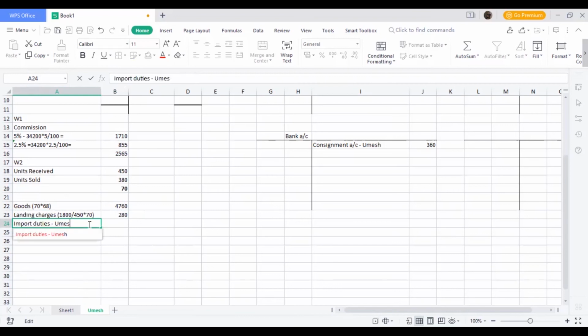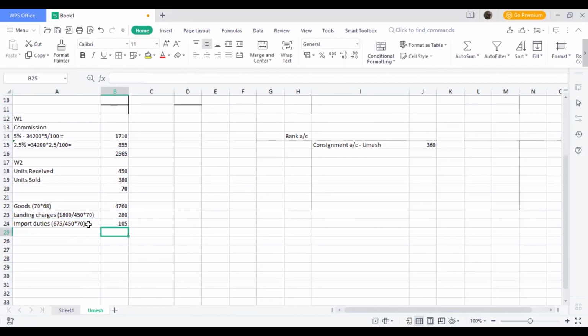We got 675. So I'm going to take 675 divided by 450 into 70 units. Then I get a value; 675 divided by 450 into 70 will give me a value of 105. And I'm not yet done.